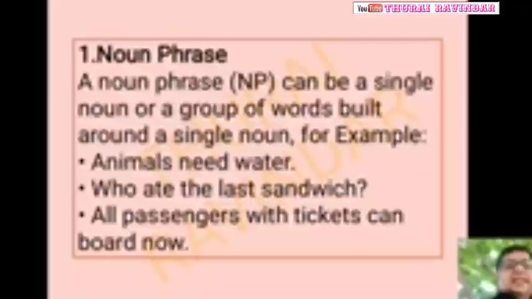A noun phrase can be a single noun or a group of words built around a single noun. For example, animals need water. Who ate the last sandwich?